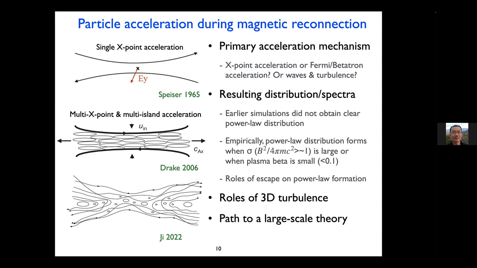But what are the details of how the power law is formed, and how do you build a theory from that? It is still an active field of research. We are also interested in the role of turbulence and the way to build a large-scale theory, as we have solar flares and astrophysical reconnection that occur over scales much, much larger than the kinetic scale.